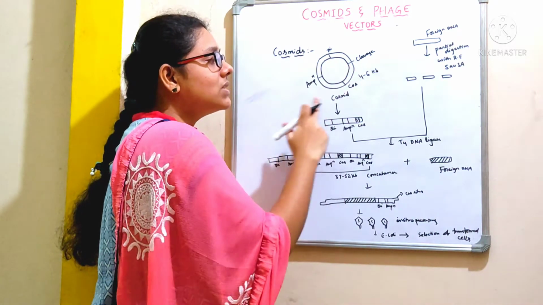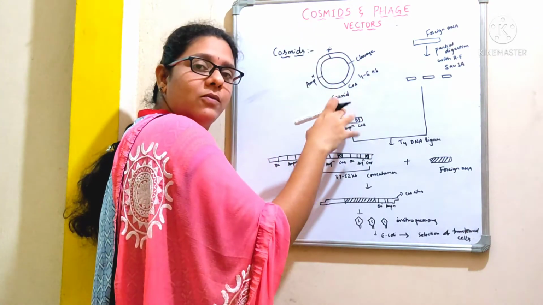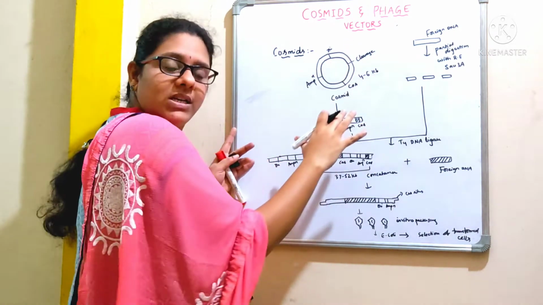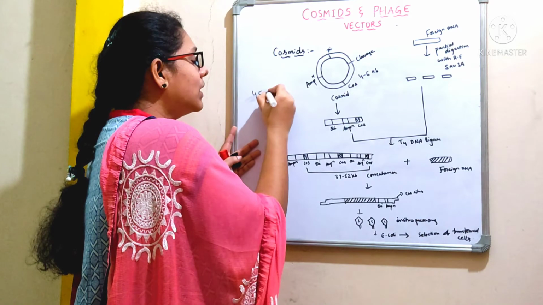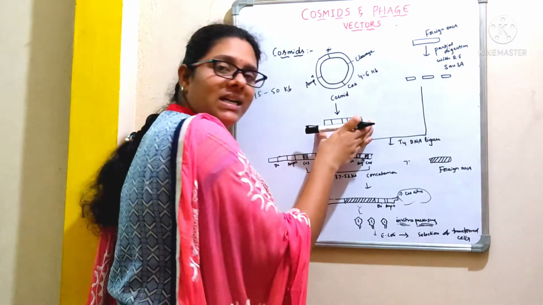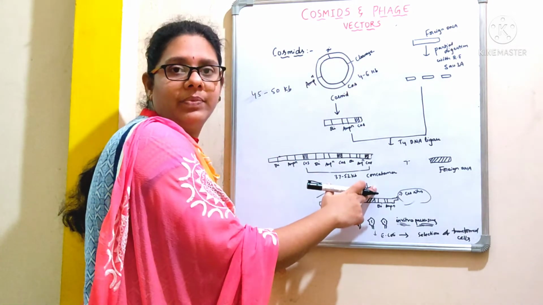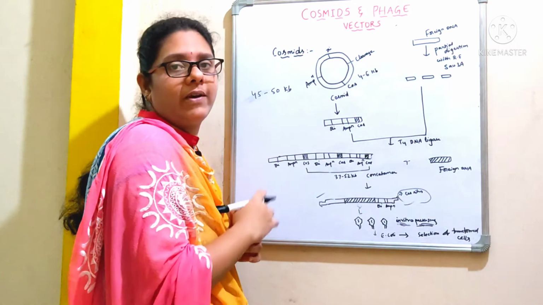The size of this Cosmid is 4 to 6 kilobases. The smaller the Cosmid, the larger the DNA fragment we can introduce. So with the help of these Cosmids, we can introduce a DNA fragment of about 45 to 50 kilobases. Ligation of mixed DNA preparations results in the formation of concatemers. And the use of concatemers in high concentration is really favorable.